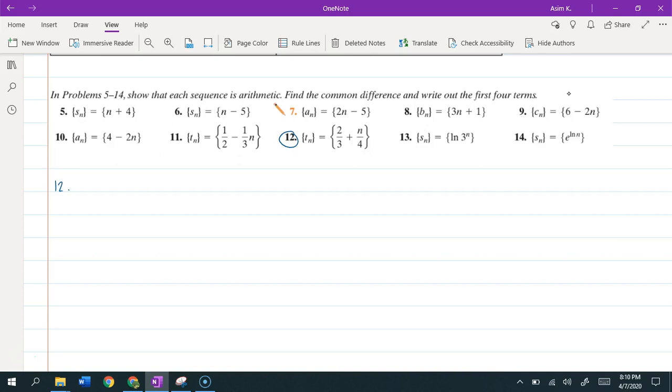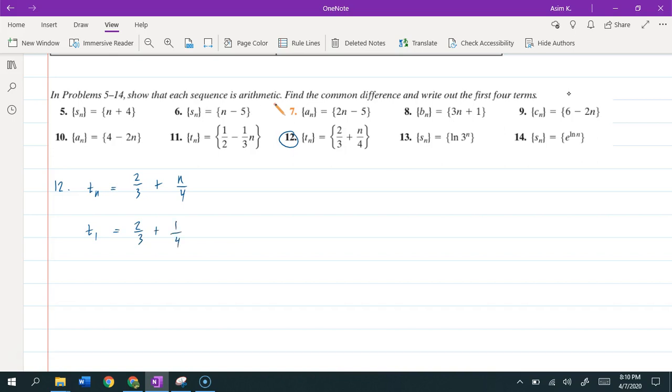So let's go ahead and start writing down. The beginning of this lesson is very similar to the previous lesson, where things were looking quite simple and easy, and then it becomes a little bit more difficult towards the end. So t sub n is 2 over 3 plus n over 4. I'm going to find t sub 1: 2 over 3 plus 1 over 4.